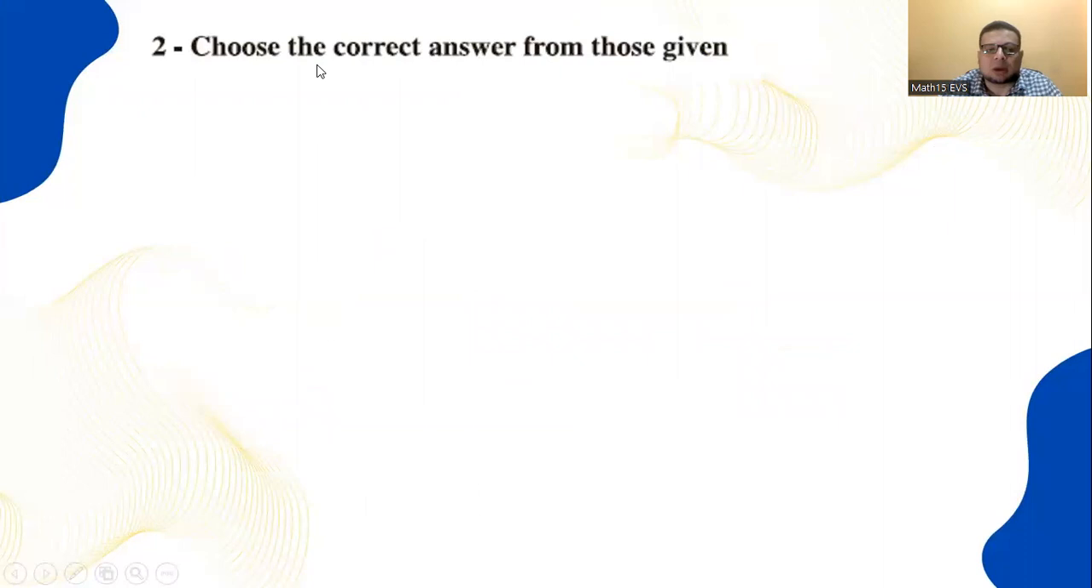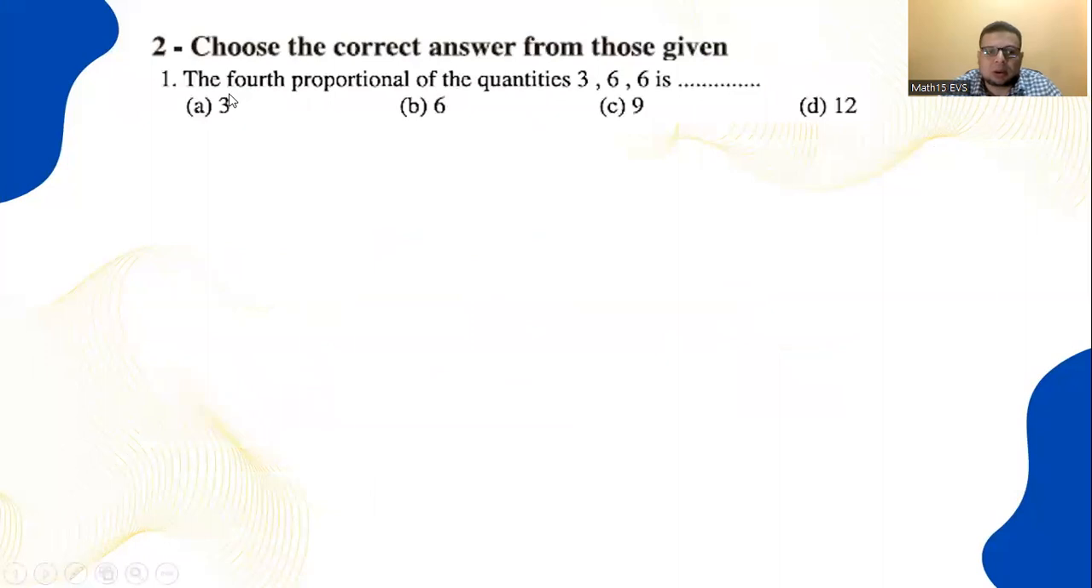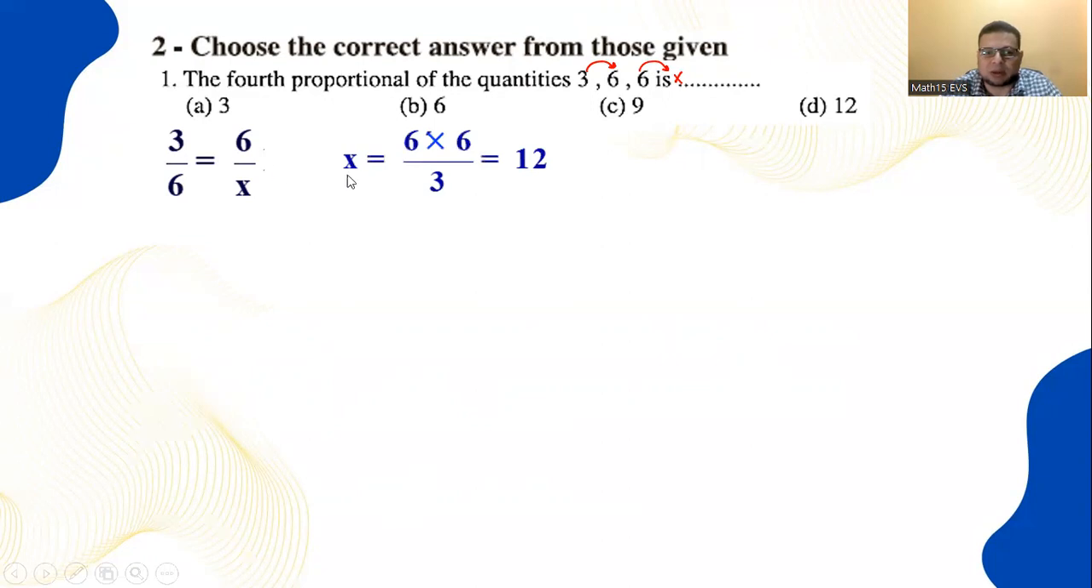Another kind of question: choose the correct answer from this list. Question 1. The fourth proportional of the quantities 3, 6, 6 is what? I need the fourth, so we can say the fourth is x. So they are proportional: 3 over 6 equals 6 over x. With cross multiplication, 3 over 6 equals 6 over x. Then x equals 6 times 6 divided by 3, which will be 12.